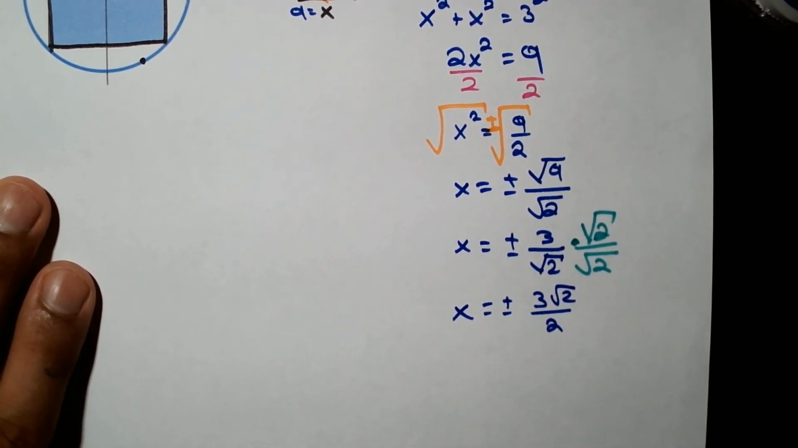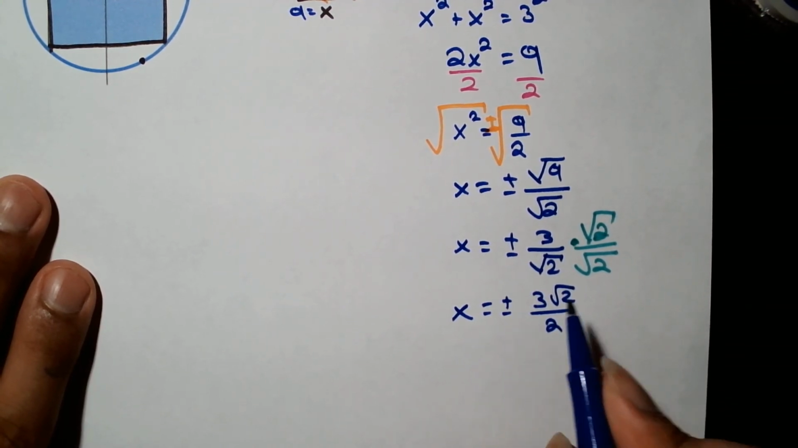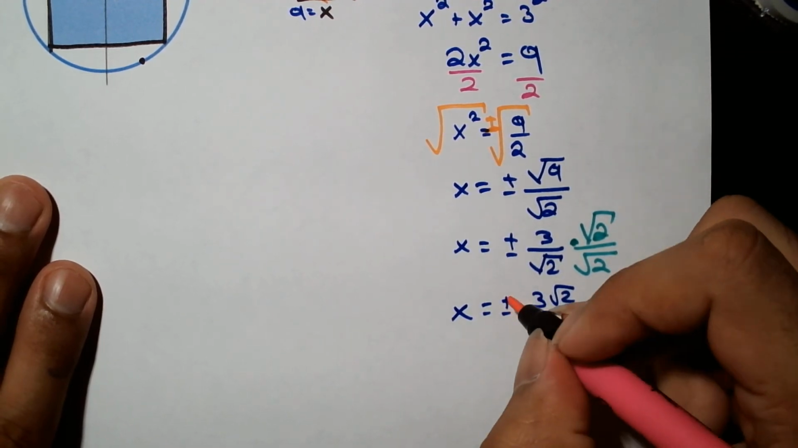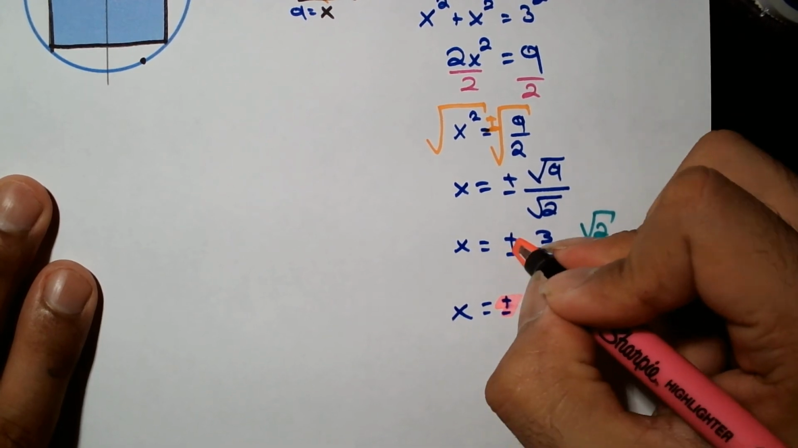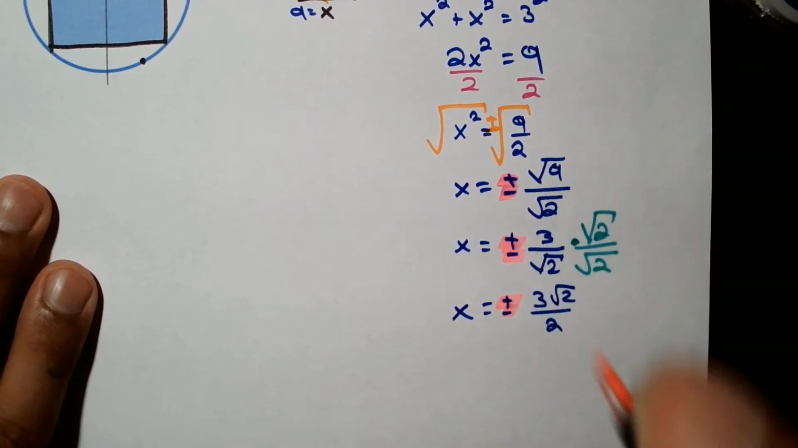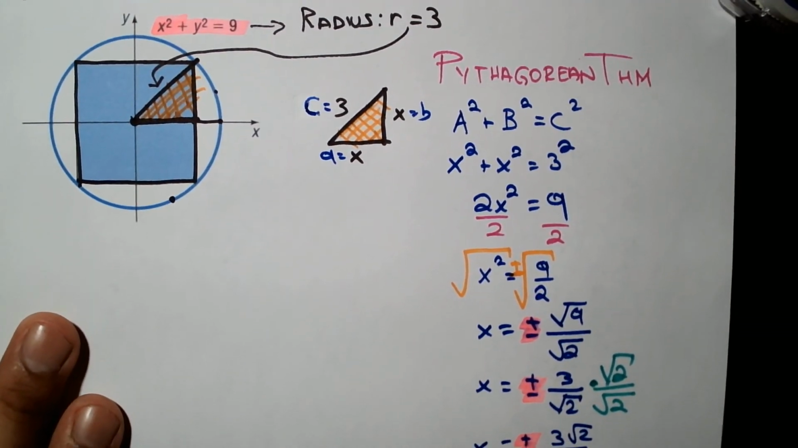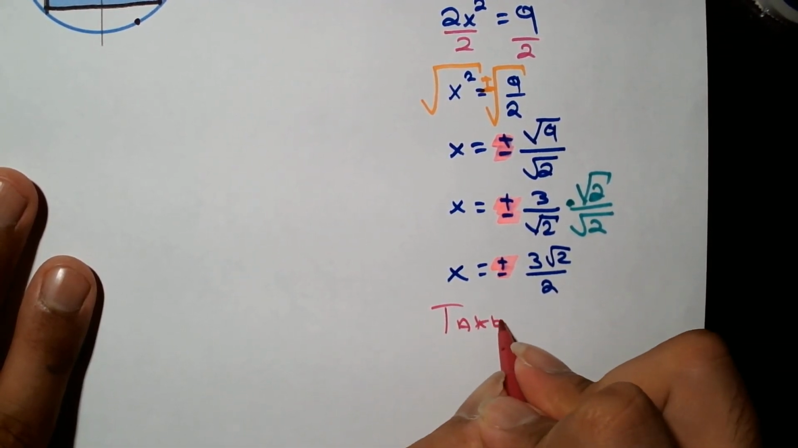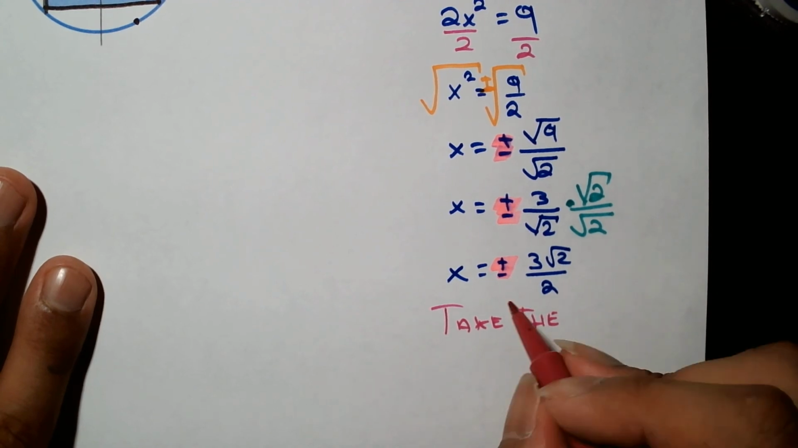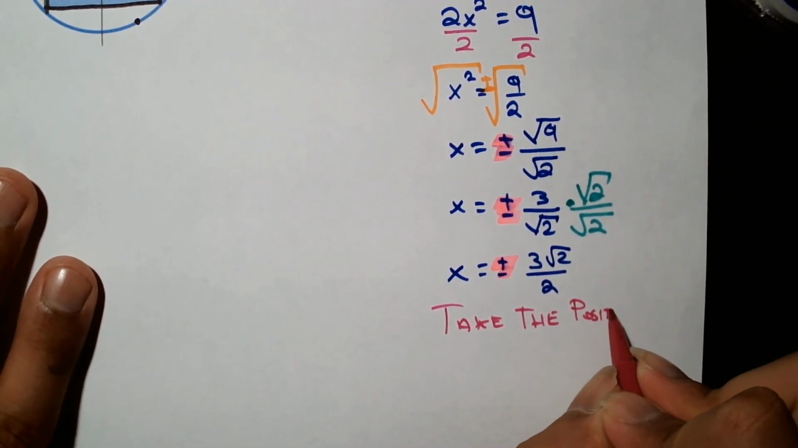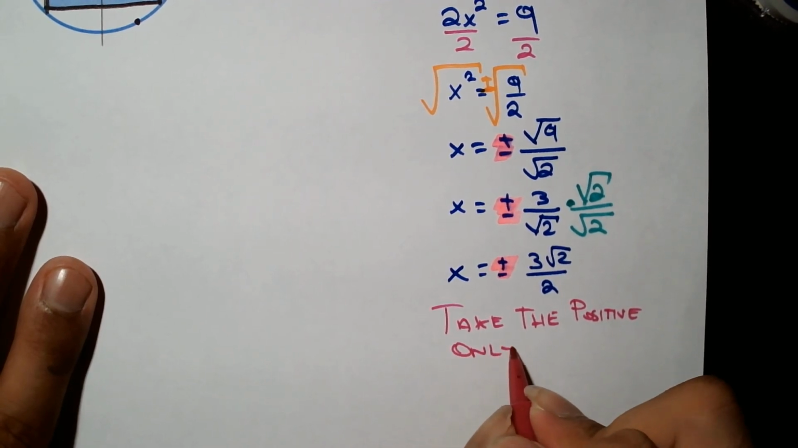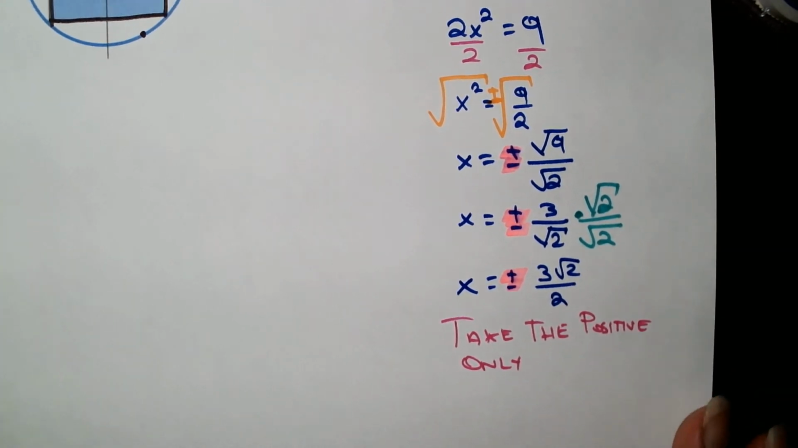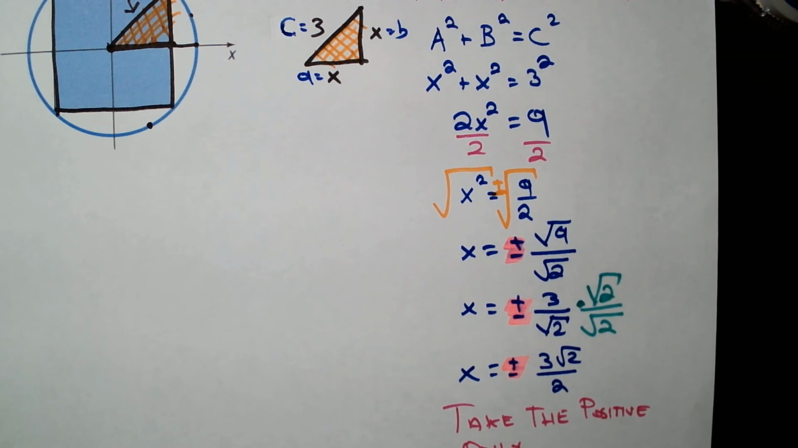Okay. Now, in this case, from the algebraic process, we are supposed to keep writing this plus or minus, right? However, in our context, we are dealing with a situation in geometry, so we only take the positive one. And the reason for that is because for physical reasons, there's no such thing as negative distances.